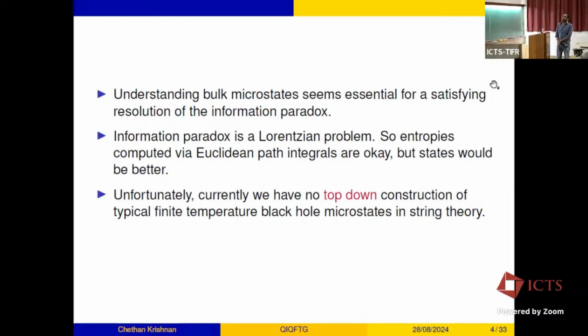Currently, we do not have a top-down construction of such typical finite temperature black hole microstates in string theory. The ones that have been constructed are typically extremal or BPS, and it's not even clear whether they genuinely capture black hole microstates or just some multi-graviton states. So clearly this question is open. One thing I would say about fuzzballs here is that at least they show that there exist mechanisms in string theory which can evade no-hair theorems. That's the only sense in which I will really need fuzzballs.